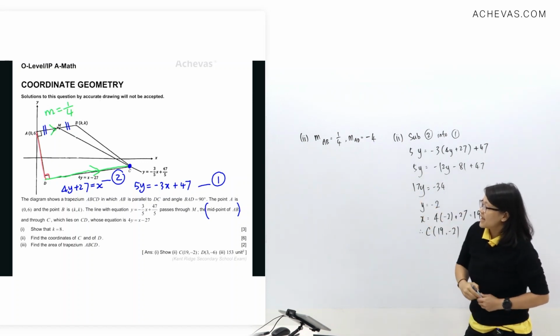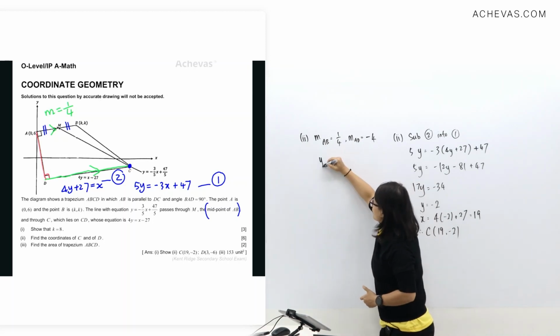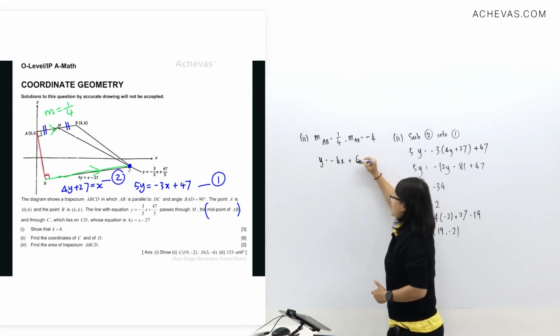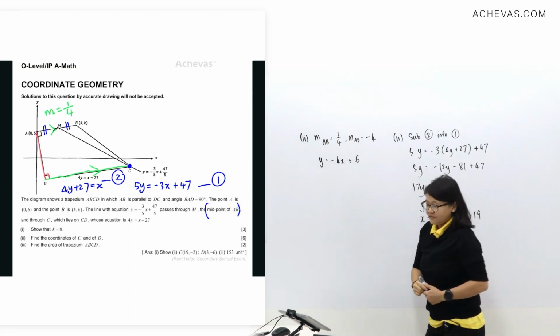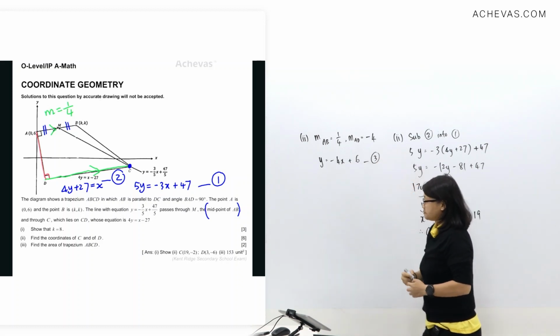I have y-intercept as 6. Alright, so I'm going to form the equation by using y equals mx plus c. So I have negative 4x plus 6. That's the line for AD. Let me label this as 3.